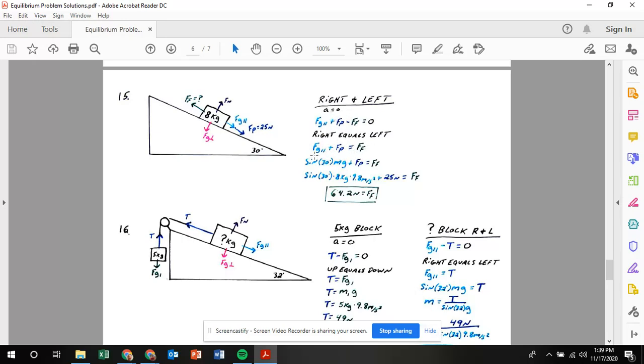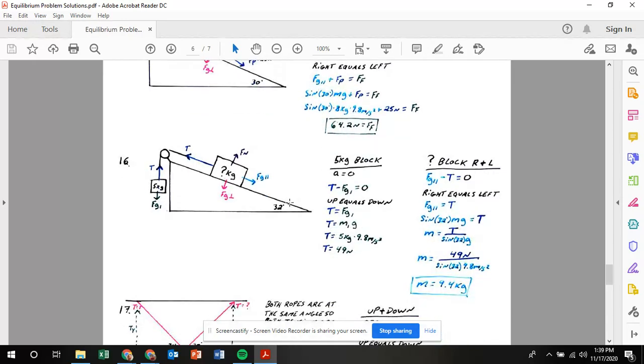Force of gravity parallel is the sine of the angle of the hill, which is 30 degrees. Mass is 8, g is 9.8, and the force of push is given at 25. So sine of 30 times 8 times 9.8 for gravity parallel, plus the force of push at 25, gives us 64.2 newtons. So that is the force of friction.